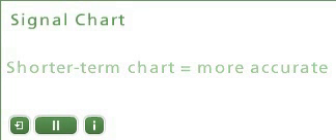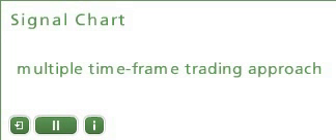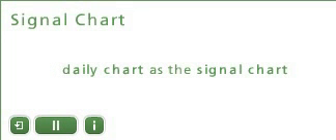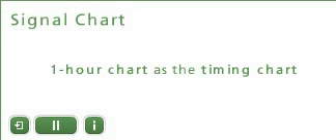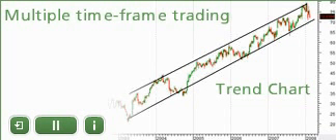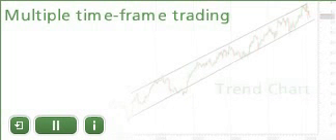Let's take a look at what a high probability trade setup looks like using the multiple time frame trading approach. We will be looking at an example of Altria, formerly known as Philip Morris, using a weekly chart as the trend chart, a daily chart as the signal chart, and a 1-hour chart as the timing chart. First, you look at your trend chart to see what direction the stock price is trending. As you can see on the Altria weekly chart, the stock price has been in an uptrend for some time. It would have been foolish to fight this trend and try to sell Altria stocks or CFDs.